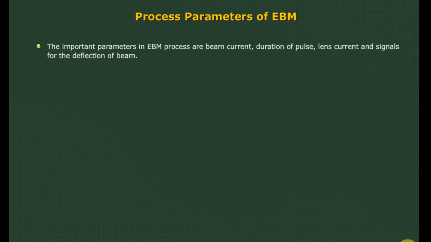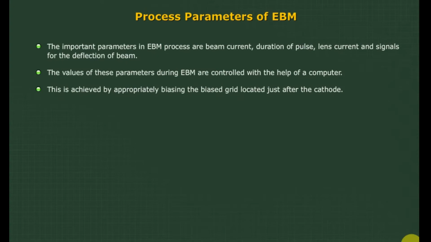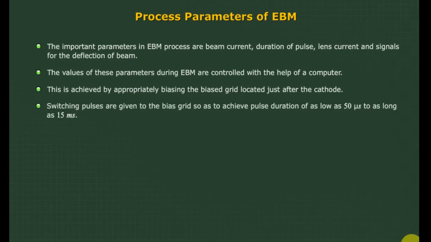The important parameters in the EBM process are beam current, duration of pulse, lens current, and signals for the deflection of beam. The values of these parameters during EBM are controlled with the help of a computer. This is achieved by appropriately biasing the bias grid located just after the cathode. Switching pulses are given to the bias grid so as to achieve pulse duration of as low as 50 µs to as long as 15 milliseconds.